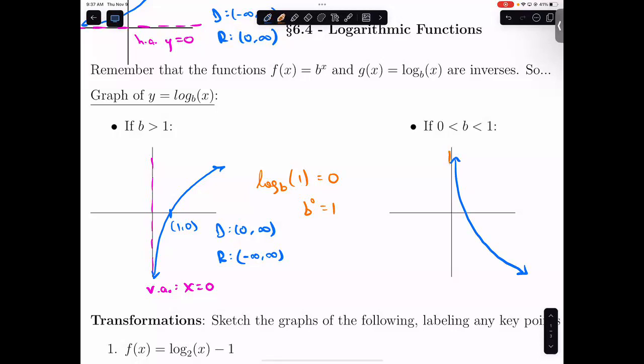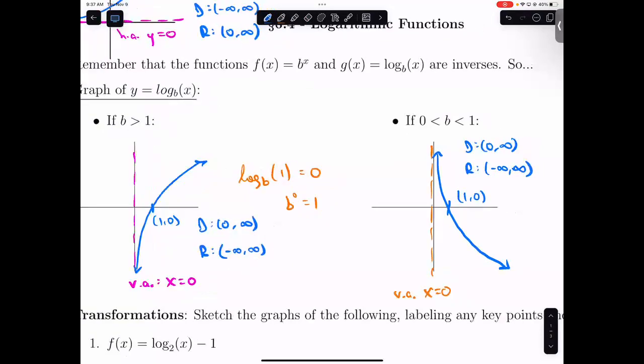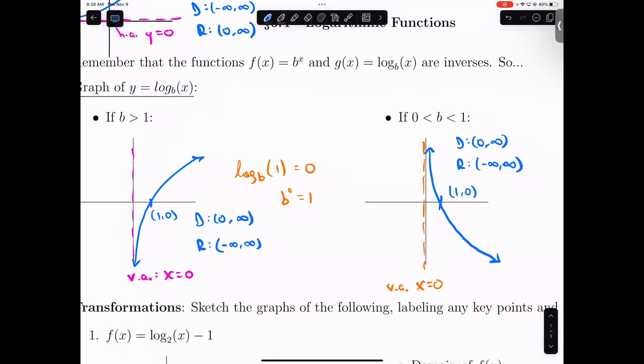But it's going to have the same vertical asymptote and the same domain and the same range. And I keep making infinity, and the same x-intercept, (1, 0). And the same everything else. But it's going to flip upside down.